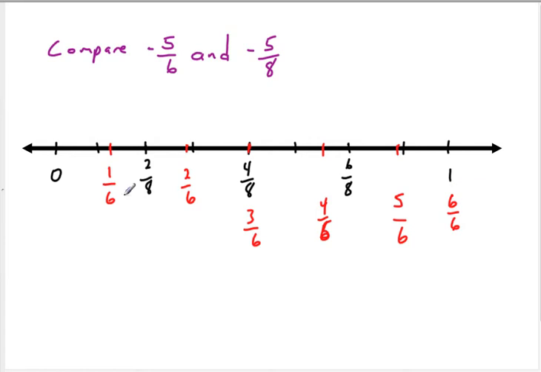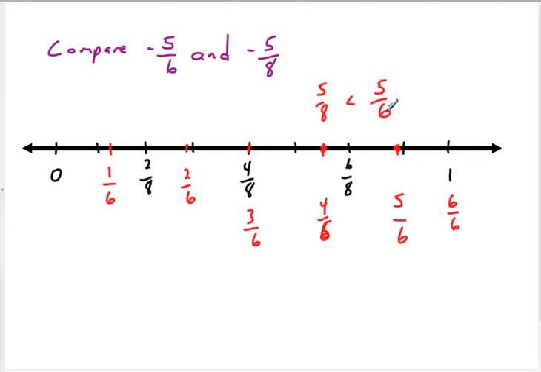Also, notice that this is the positive version. I like to think of things in the positive version and then kind of flip it around to the negative version to see the opposites. So 5/6 would be right here. So here's 5/6, and then 5/8 would be about right here. So we can see that 5/8 is less than 5/6.